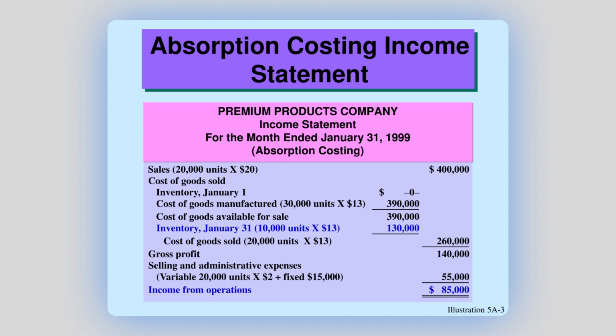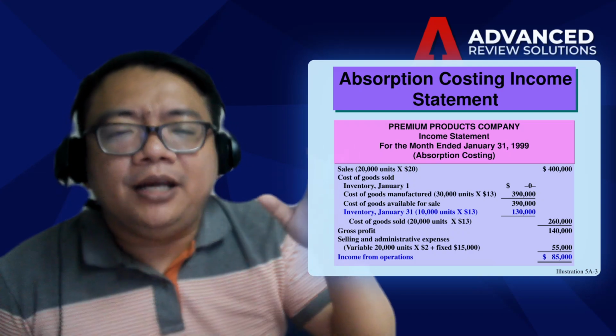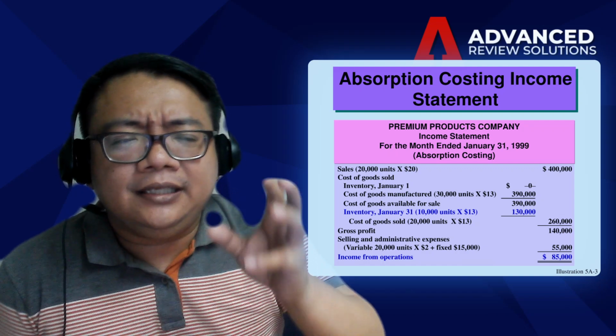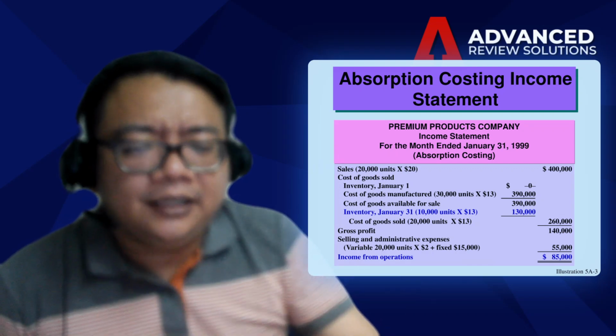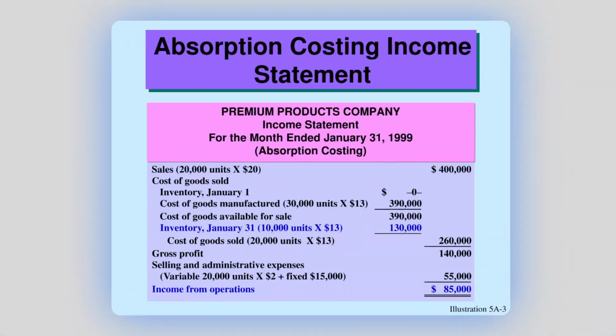How much would be your cost of goods sold? 260. 400 minus 260, you have 140. And you will less your selling and admin expense, the variable SG&A and the fixed SG&A, given earlier: 20,000 times 2 plus 15,000, you have 55. Again, we go back to the difference between the two: ending inventory times the fixed overhead rate. The 10,000 is your ending, to be multiplied by 4. Our difference should be 40,000 in terms of income from operation. So, we will check.